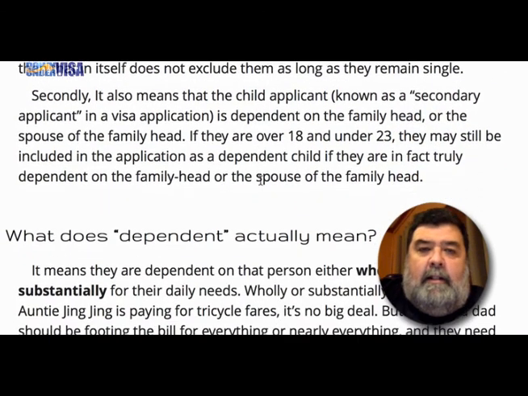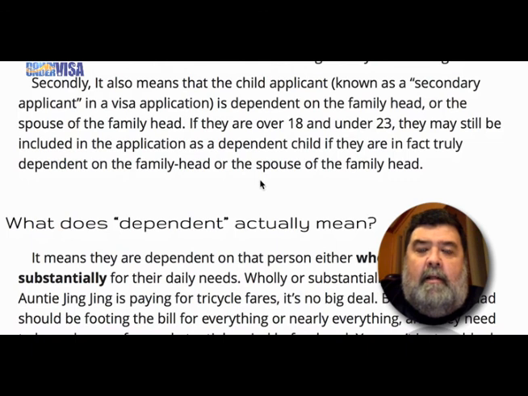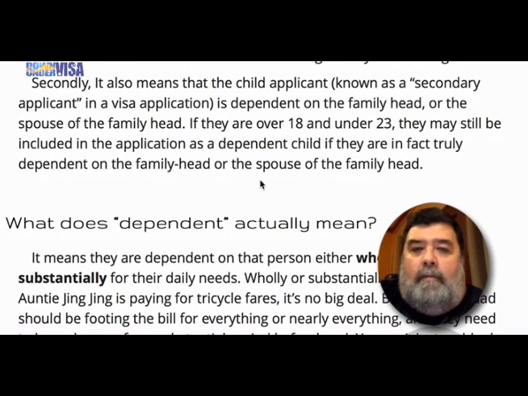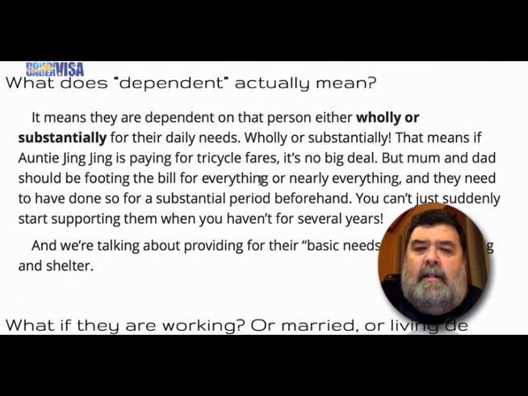So, secondly, it also means that the child applicant, which is known as a secondary applicant in a visa application, is dependent on the family head, strange term, but take it as you will, or the spouse of the family head. In other words, they're dependent on mum or dad. Now, if they're over 18 and under 23, they may still be included in the application as a dependent child if they are in fact truly dependent on the family head or the spouse of the family head, mum and dad. Now, what does dependent actually mean?